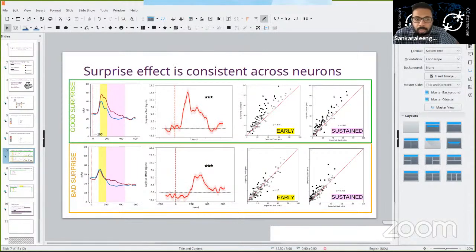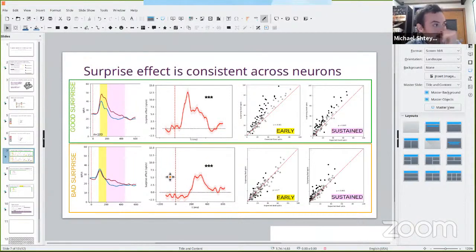What do you think the next steps are in this work? It's a good question. I'm really interested in examining the dynamics, like you said, because there is this clear difference between the good surprise and the bad surprise data, and really just trying to build a model that captures why we might see this difference.